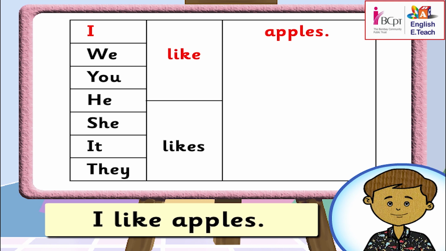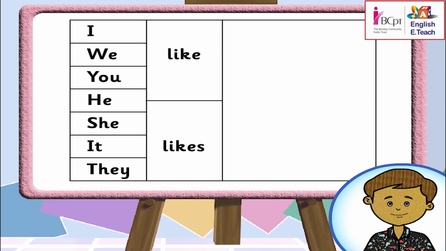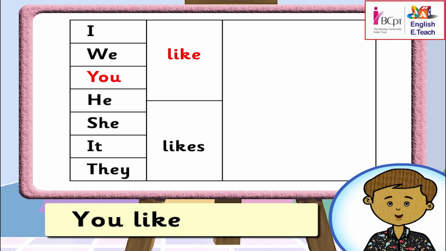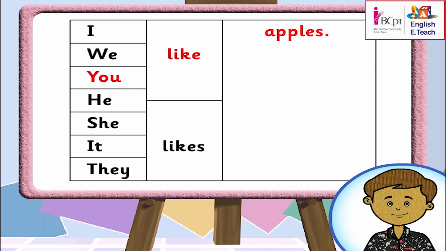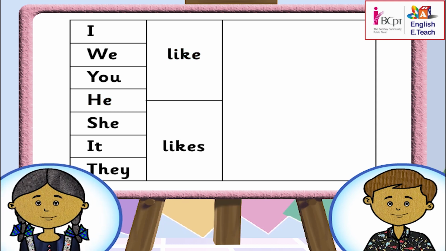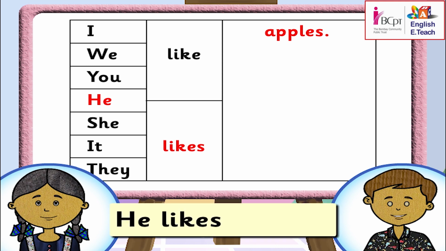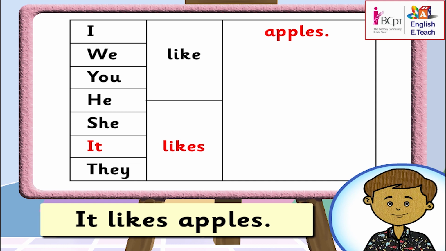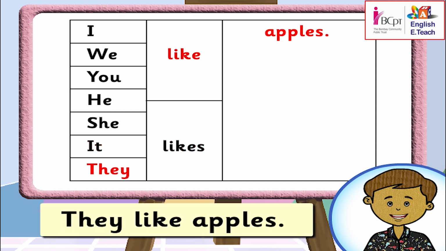I like apples. We like apples. You like apples. He like apples. No, he likes apples. Oh yes, he likes apples. She likes apples. It likes apples. They like apples.